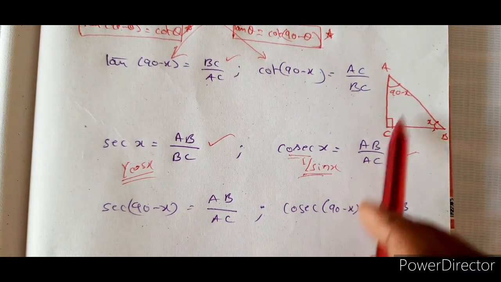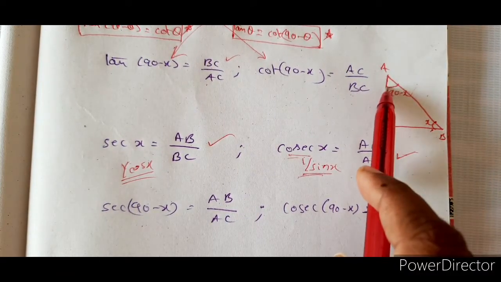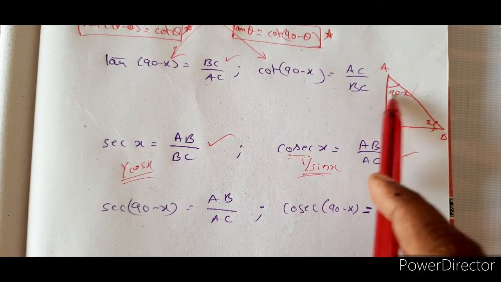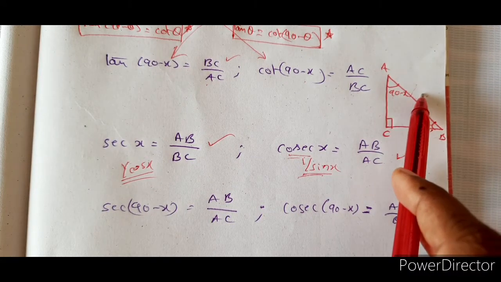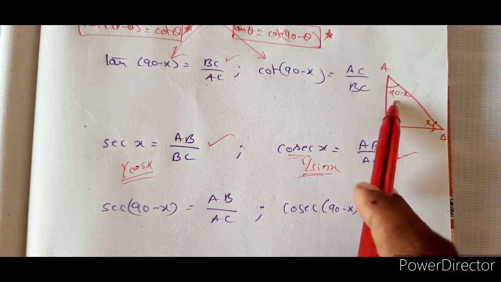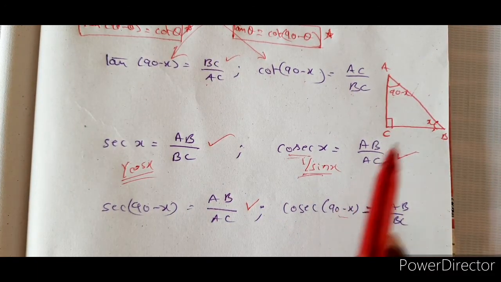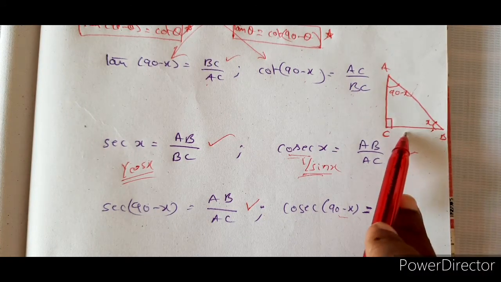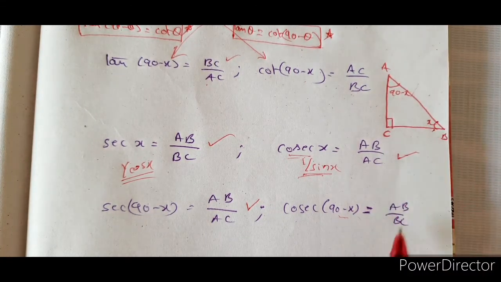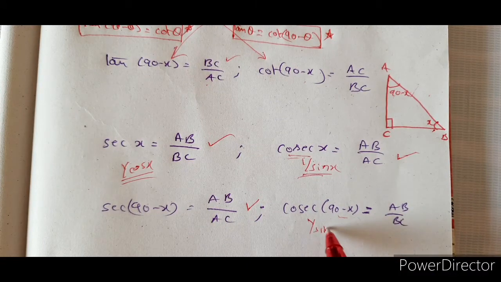Right, now let us write for this angle. What is this angle? 90 minus x angle. So now, secant of this one: hypotenuse by adjacent. Now this will become the adjacent to this angle. So therefore, AB by AC. Perfect. Cosecant: hypotenuse by opposite. Hypotenuse is AB, opposite is BC, because it is 1 by sine again.